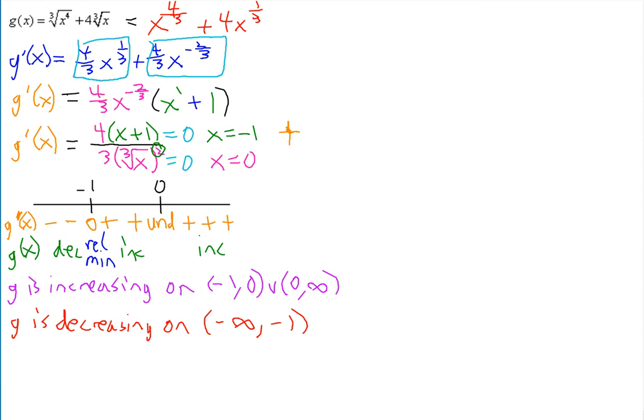So we can just say g has a relative minimum at x equals -1. If you want, you can say it has no relative maximums, but it's really not necessary. You just have to state what is there. You don't have to state what's not there.